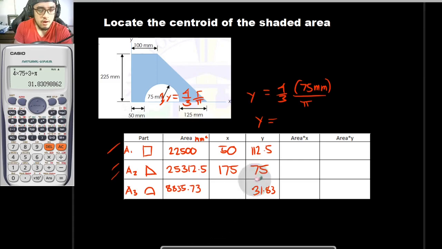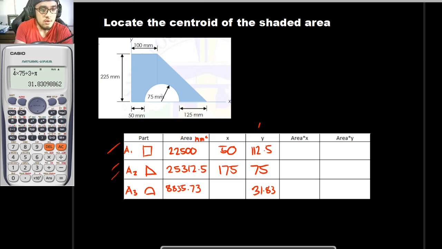Okay, and for our x, if this is to be the centroid of your semicircle, this length right here is to be 50 mm plus the radius of 75 mm. So 50 plus 75 is 125.